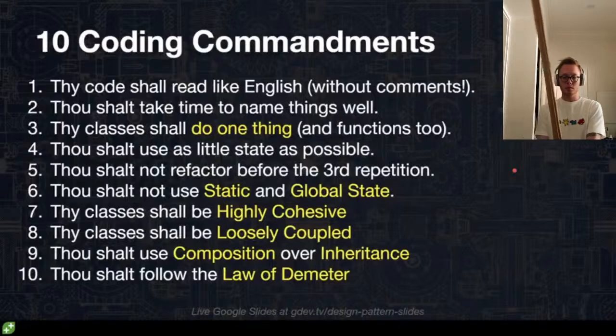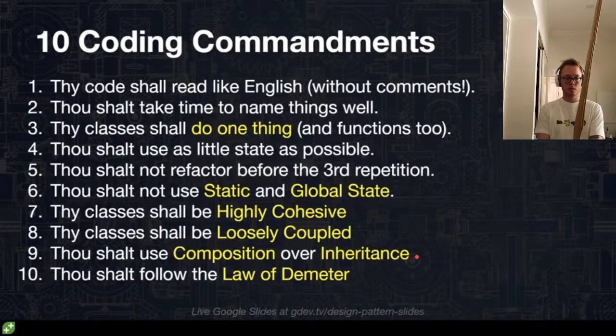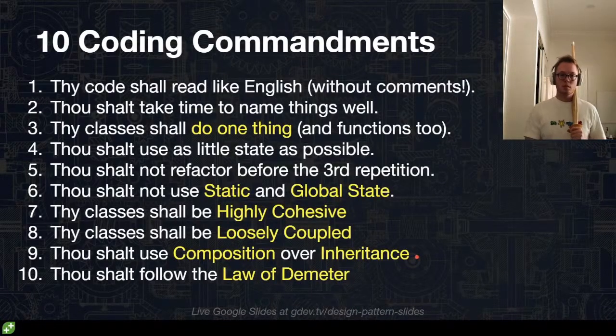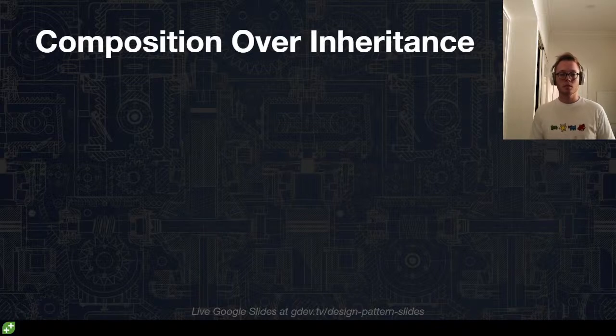So the next point I want to dig into is point 9. Thou shalt use composition over inheritance. What does composition and inheritance mean? Why should we prefer one over the other? Composition over inheritance. So a classic example of where inheritance can go wrong is the following.